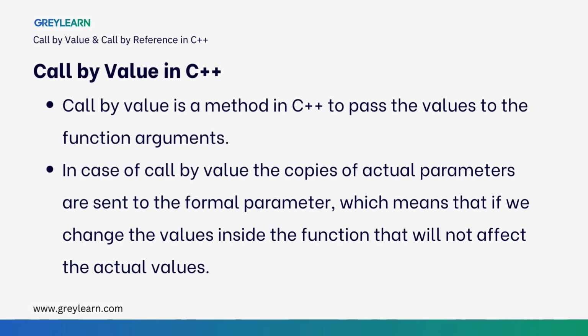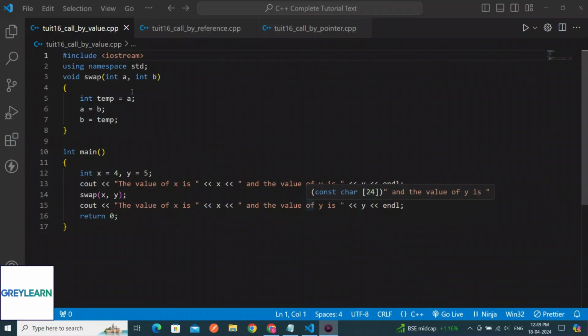Let's get started. So, call by value in C++. Call by value is a method in C++ to pass the values to the function arguments. In case of call by value, the copies of actual parameters are sent to the formal parameter, which means that if we change the values inside the function, that will not affect the actual values. Let's get started with call by value.